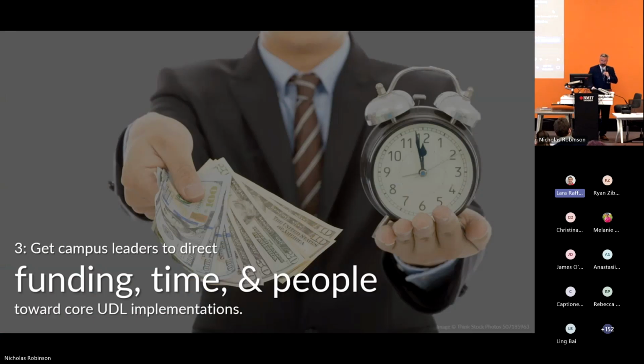Third out of five, get campus leaders to direct funding, time, and people toward development, assessment, growth, and maintenance of the core UDL developments. And make sure that the responsibility for success is distributed, not just on instructors' shoulders, and funded. The on-screen image of an administrator in a suit offering cash and a clock, they're the two biggest predictors here. And number four, how do we get them to do that?